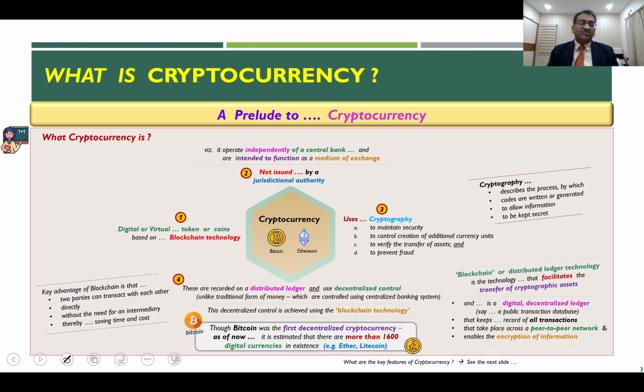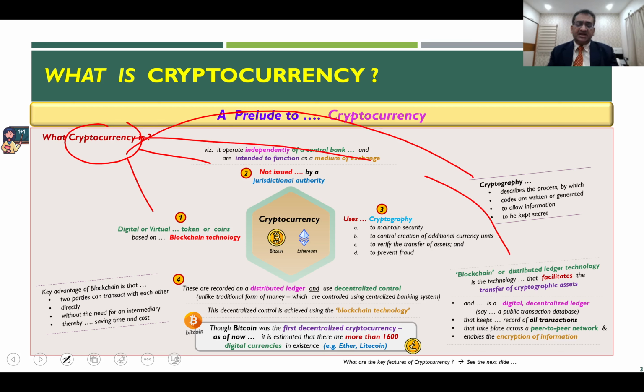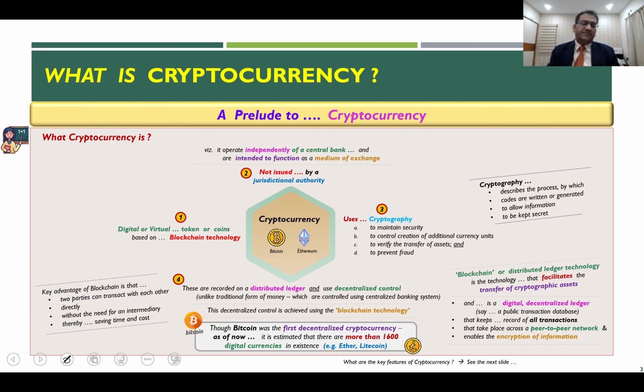Now, as you may be aware, Bitcoin was the first decentralized cryptocurrency. So basically the first cryptocurrency which came into being was Bitcoin. However, over a period of time, a lot of cryptocurrencies have actually emerged. One of the recent estimates suggests that as of now, there are more than 1,600 digital currencies called cryptocurrencies which are currently in existence. For example, Ethereum, Ether, or Litecoin, and so there are many variants of the cryptocurrency. Cryptocurrency is a generic name used when you have features like these in a particular case. This is the way you have to understand what cryptocurrency is all about.